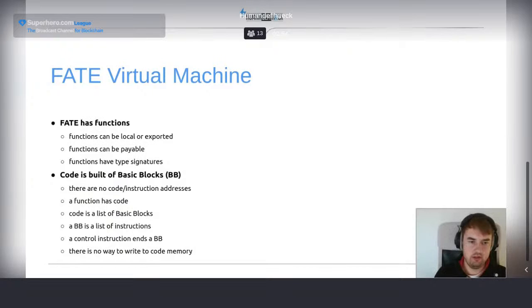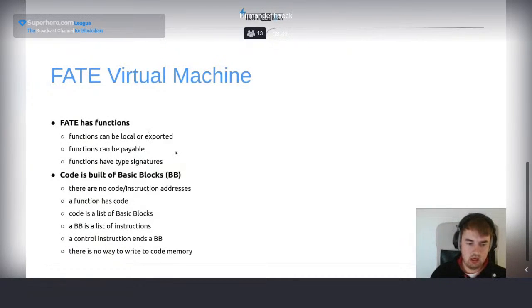And functions have type definitions also on the virtual machine level, so no buffer overflows can happen, for example, as everything is type checked down to the most basic level. And all of the code in FATE is built of basic blocks. Each basic block has a set of instructions, but they don't have addresses. They have a name or an ID they are called by. Each of these functions has code, and code is a list of these basic blocks, and a basic block is a list of instructions, and there's a control instruction to end the basic block.